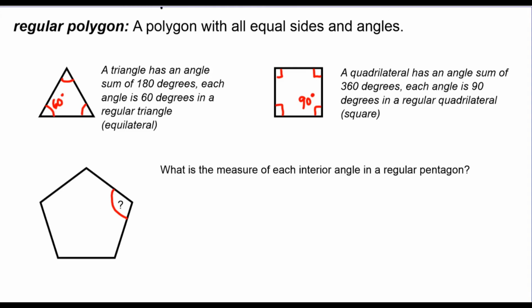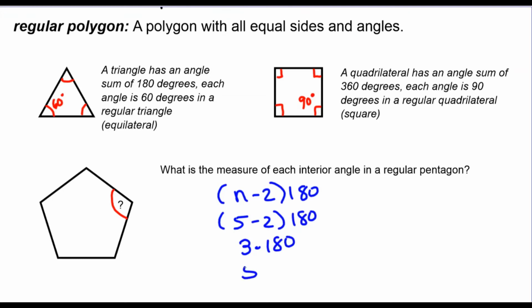Well, what about the pentagon? What is the measure of each interior angle in a regular pentagon? What is each one of these interior angles going to be if they're all equal? Well, we can use the sum of the angles to help us find what each individual angle has to be in a regular pentagon. So I know the sum of the angles is going to be n minus 2 times 180. And a pentagon has 5 sides, so 5 minus 2 times 180. That's 3 times 180, or 540 degrees.